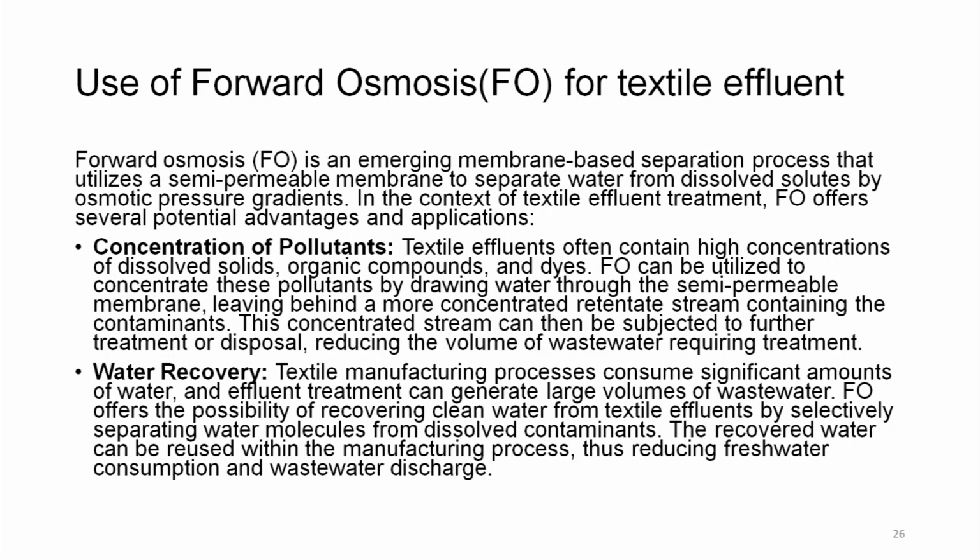Concentration of pollutants. Textile effluent often contain high concentration of dissolved solids, organic compounds and dyes. Forward osmosis can be utilized to concentrate these pollutants by drawing water through the semi-permeable membrane, leaving behind a more concentrated retentate stream containing the contaminants. This concentrated stream can then be subjected to further treatment or disposal, reducing the volume of the wastewater requiring treatment.